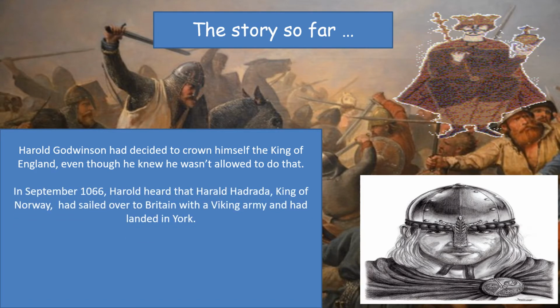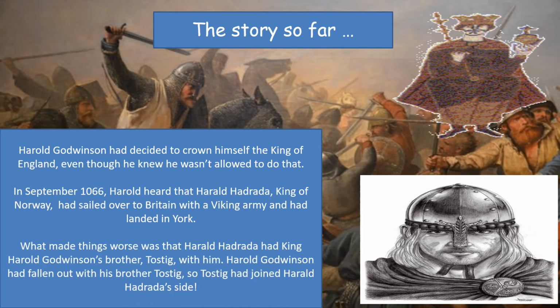In September 1066, Harald heard that Harald Hardrada, who was the king of Norway, had sailed over to Britain with a Viking army and had landed in York. Now, what made things worse is that Hardrada, who's the king of Norway, had Tostig, Harald Godwinson's brother, with him. Now, Harald Godwinson had fallen out with his brother, so Tostig had joined Harald Hardrada's side.